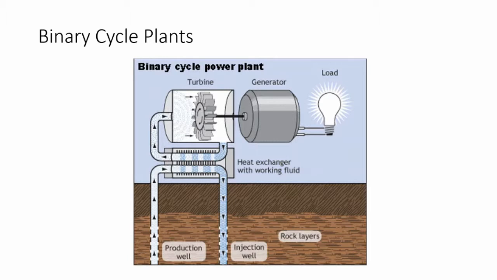These plants use hot water from the earth to vaporize a separate working fluid to drive turbines. Binary cycle plants are typically used with low enthalpy sources and can extract energy from a source as cold as 73 degrees Celsius.